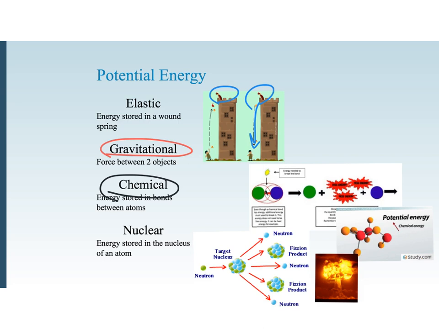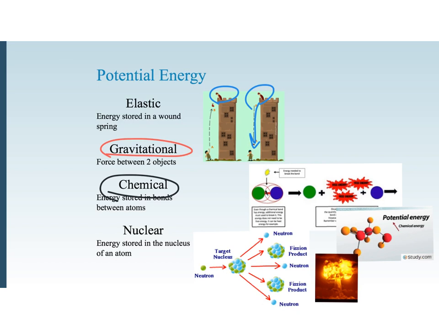Different atoms will store different strengths of energy in the different bonds. For double versus single, if we have two oxygens bonded together versus a carbon and an oxygen bonded together, all those are going to have different amounts of energy stored in those bonds. So we're going to take a look at chemical potential energy.